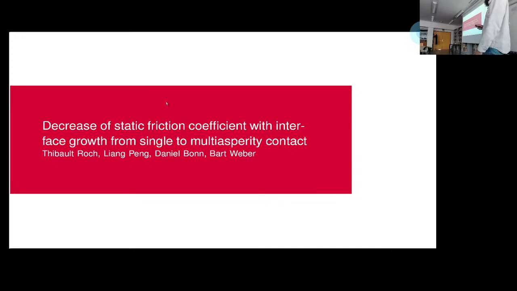So the first topic is the decrease of static friction coefficient with interface growth from single to multi-contact asperity. This has been done in collaboration with another postdoc at UvA, Liang Peng, my advisor Daniel Bonn, and Bart Weber, who is also in Amsterdam, but from the Advanced Research Center for Nanolithography.